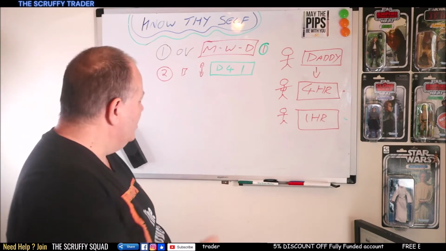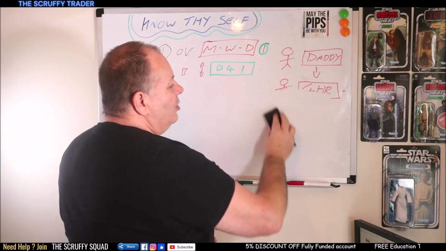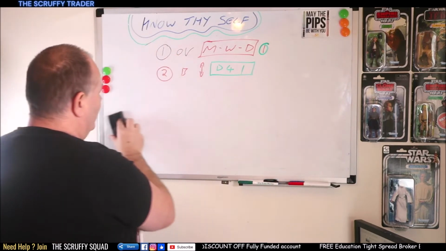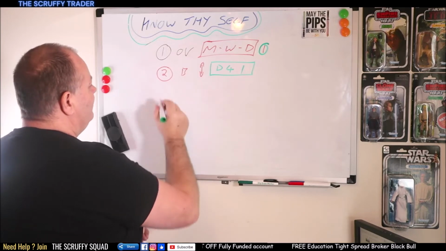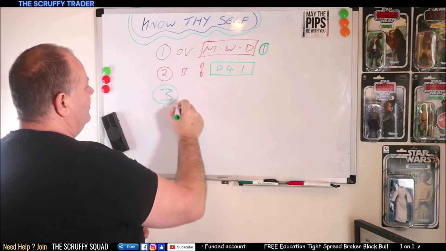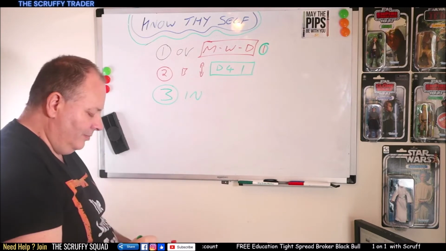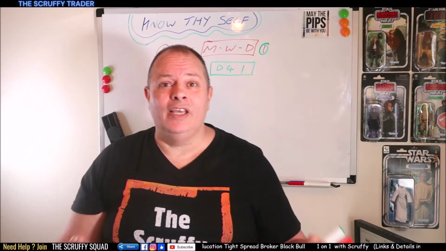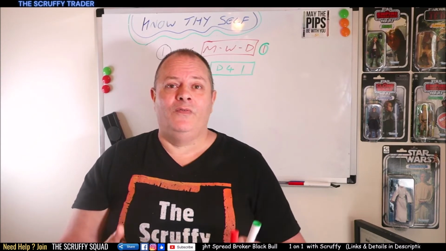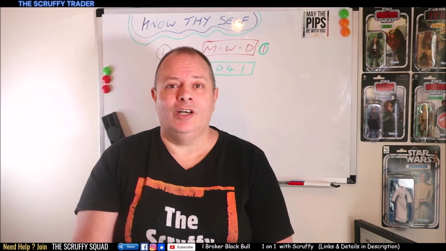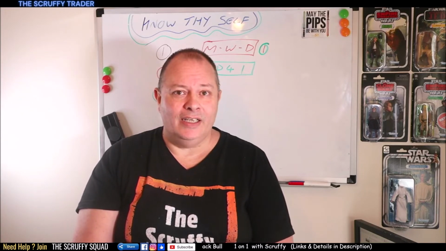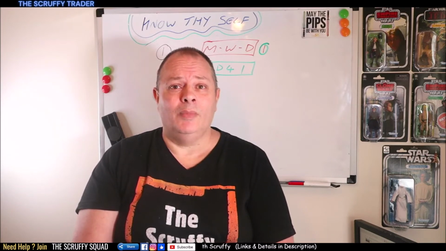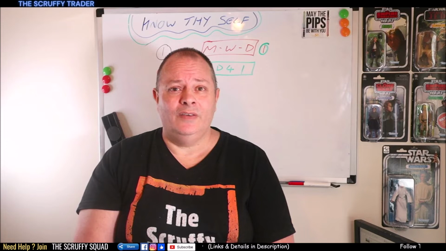And then we come down to the third part of the equation. Number 3. And this is your in. And what's the in? It's very simply where you're going to get in the market. Because before you go down into your trading charts, you should already have an idea of what you're trying to achieve. Because if you don't, you're gambling. And that's where you fail.